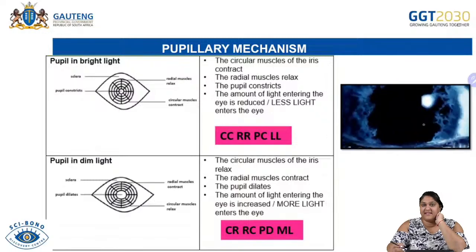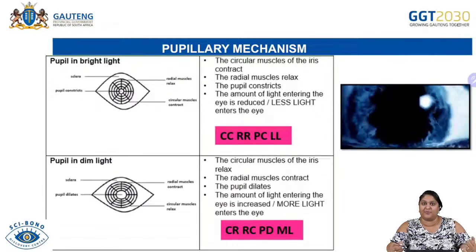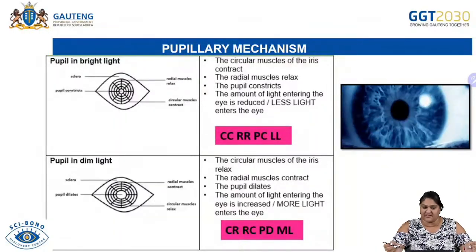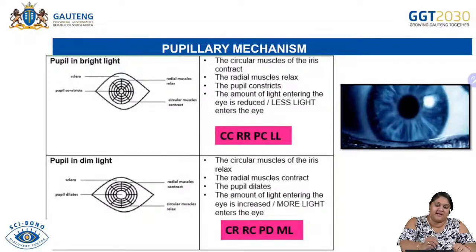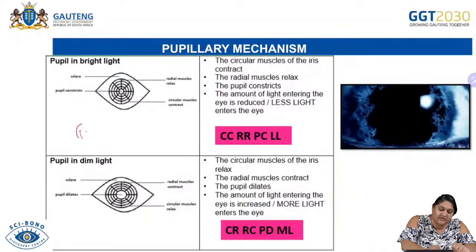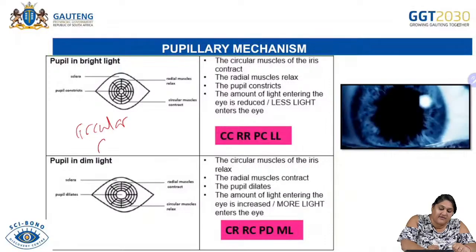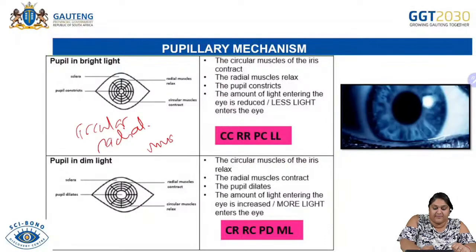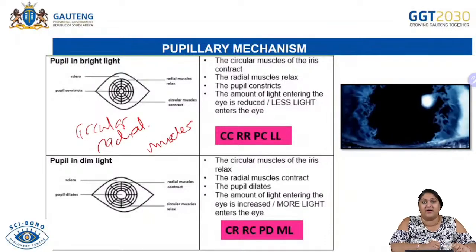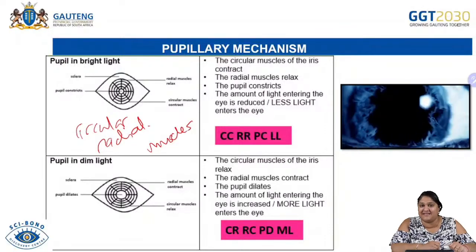So the pupillary mechanism is a reflex, and it happens in response to bright light and to dim light. Okay, you know this. But what learners get wrong is that they don't remember that here we're talking about circular and radial muscles. Okay, and then in the accommodation, we are talking about ciliary muscle and suspensory ligaments.